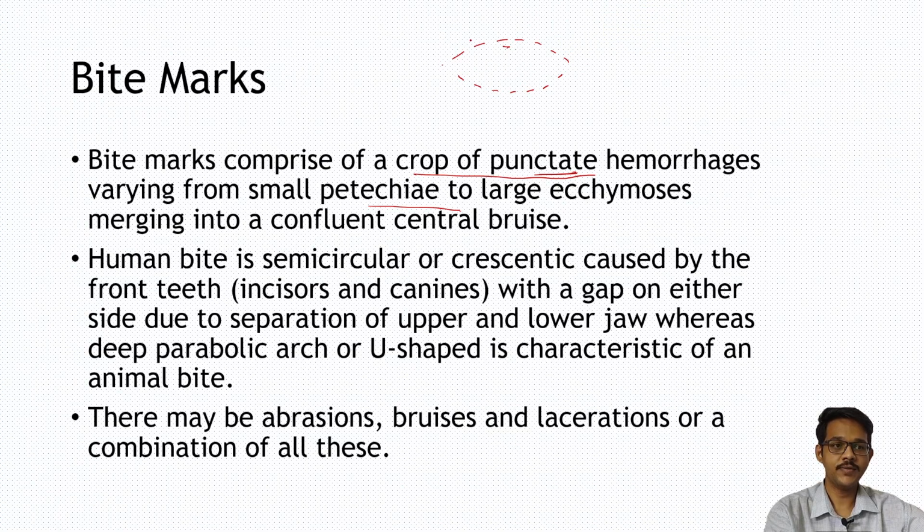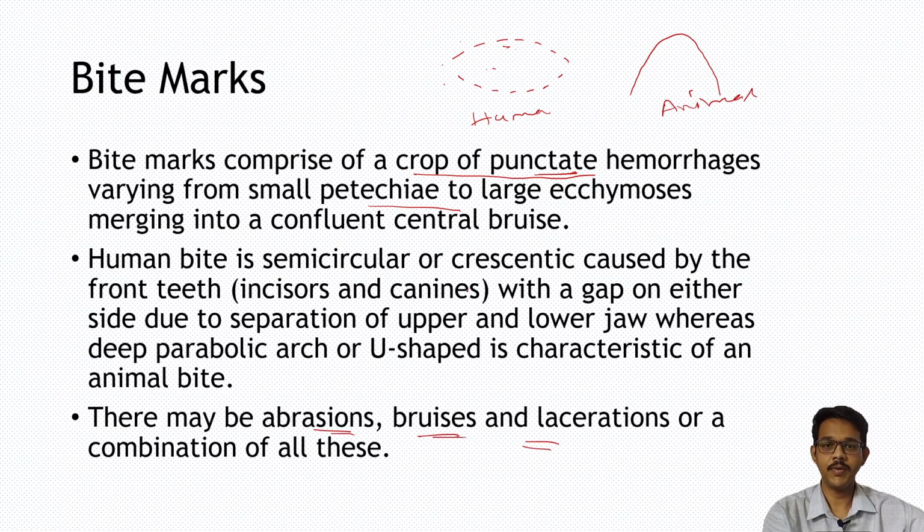So humans have semicircular marks, as seen in this image, but deep U-shaped skin marks are characteristic of animals. So animal bite marks usually have a characteristic parabolic shape, but semicircular is seen in humans. Human bite marks are semicircular with upper and lower teeth marks, and in between a gap will be present. They may also leave abrasions, bruises, and lacerations based on how much force is used.